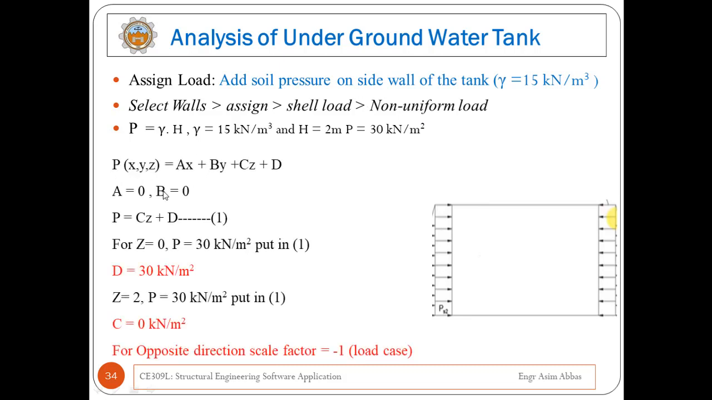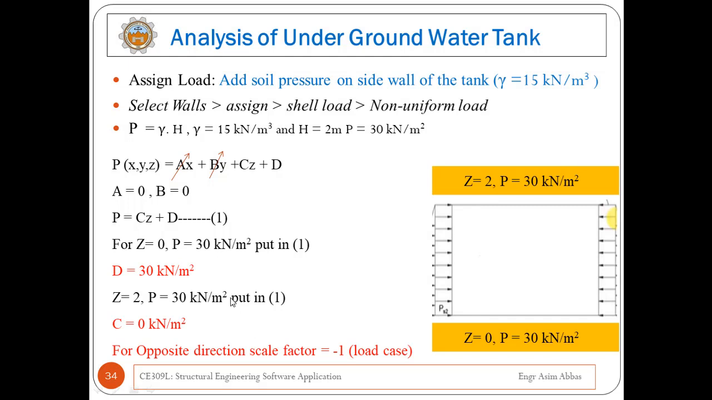So this function will be used. We will determine the a, b, c and d values. In this case again the a and b values are 0, and we will determine the c and d values by using the boundary conditions. In the first boundary condition, z equals 0 and p equals 30 kilonewton per meter square, where p is determined by using the formula p equals gamma h, right? When this boundary condition is entered into equation number 1, it will give you the d value, that is 30 kilonewton per meter square.